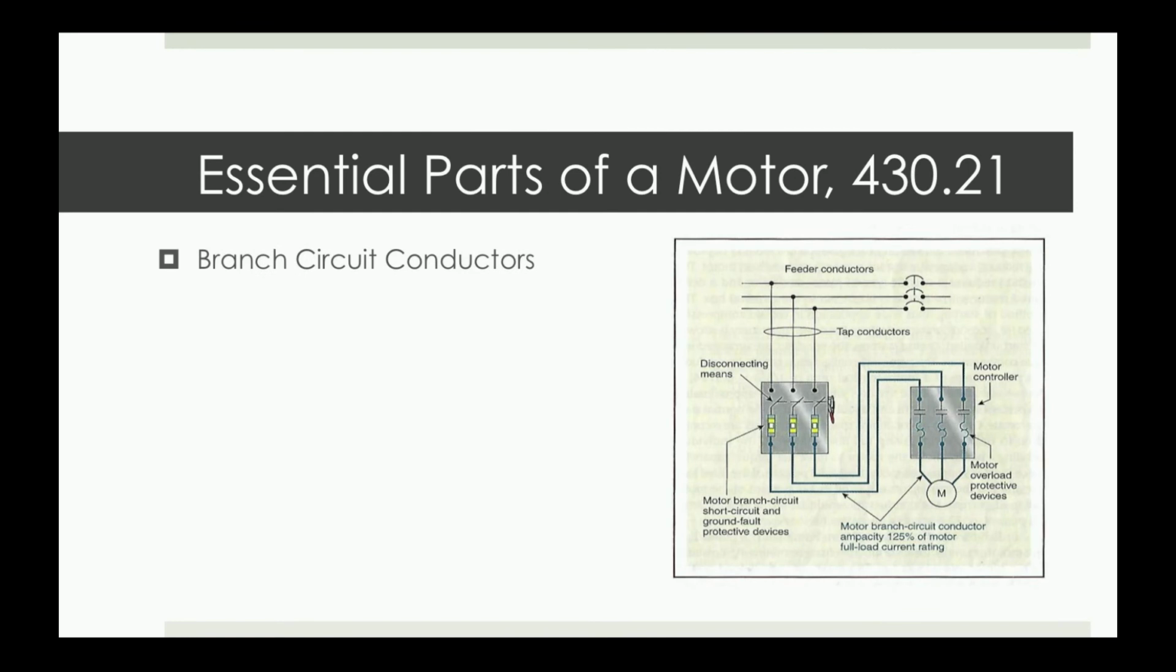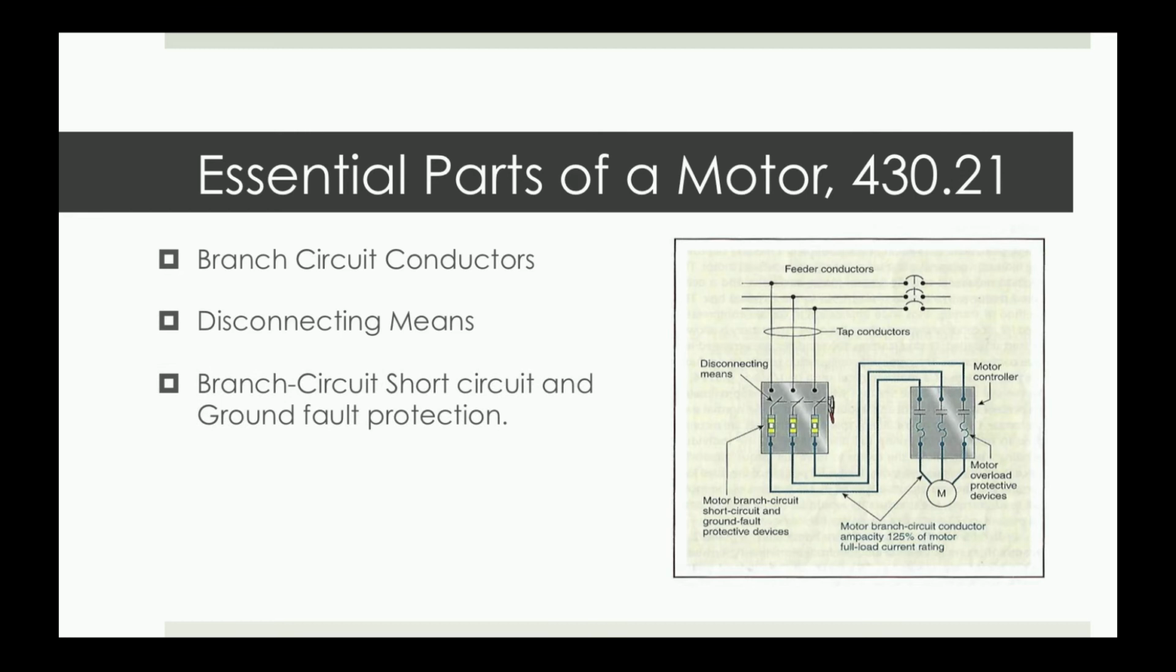The central part of a motor comprises a branch circuit conductor. It comprises a disconnect means, and branch circuit, short circuit, and ground fault protections. It may also highlight the motor controller, so that's another part to take into consideration as well. Another essential part is the motor overload protective device. So the illustration that we have there shows us the motor's full essential parts.